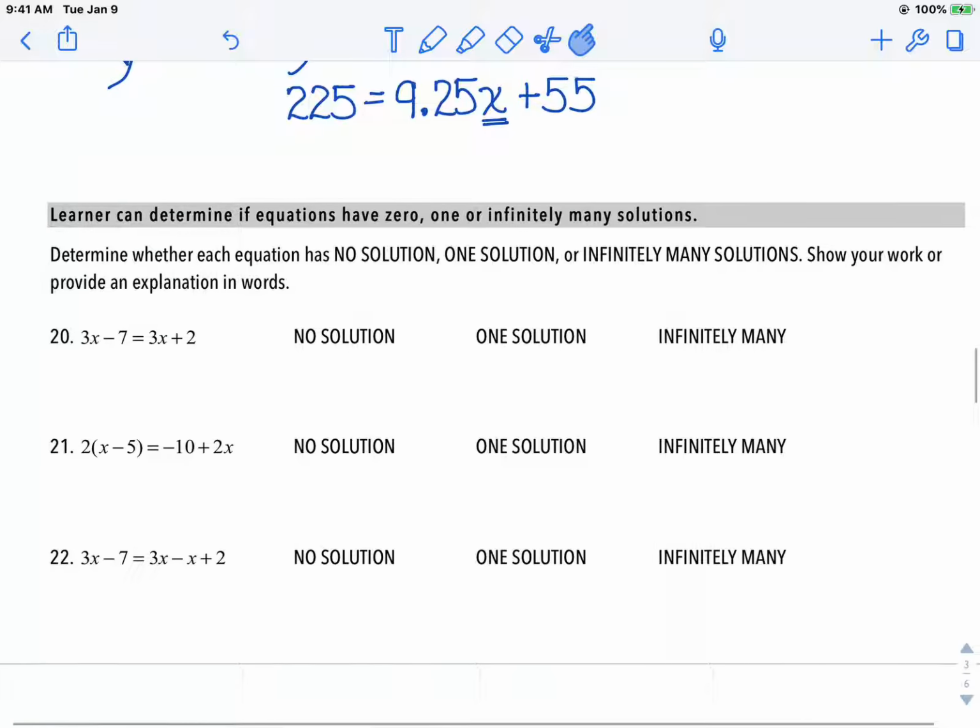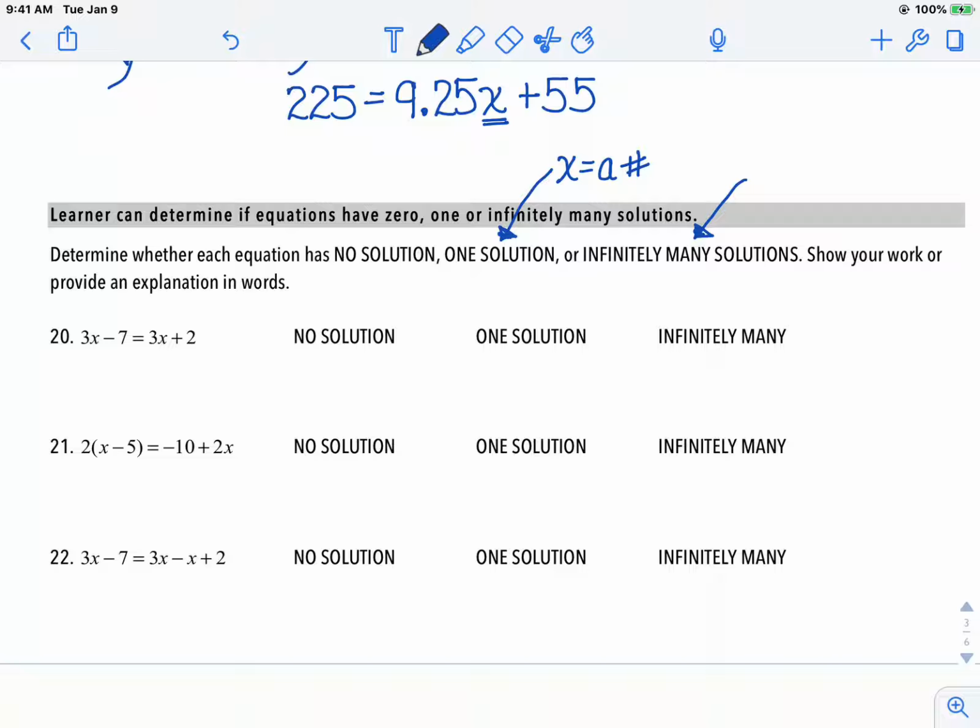And finally, 20, 21, and 22 are about having one solution, none, or many. So remember that one solution you've done a lot of. You actually get x equals a number, or y equals a number, or z, whatever it is. Infinitely many solutions, we've had this before. Your variables are going to zero out. Variables are gone, but what remains is something that's true, like 7 equals 7 or 0 equals 0. Then I have lots of solutions to that.